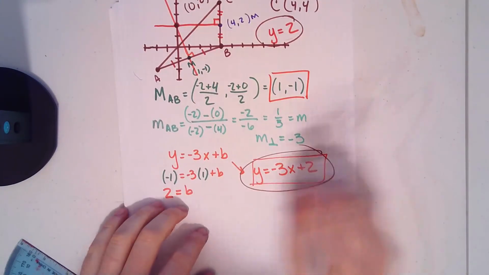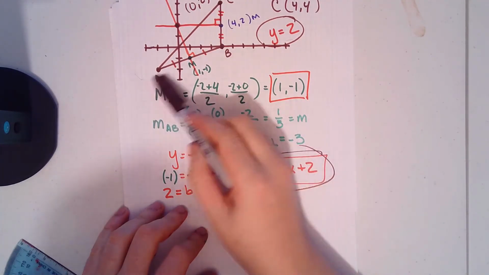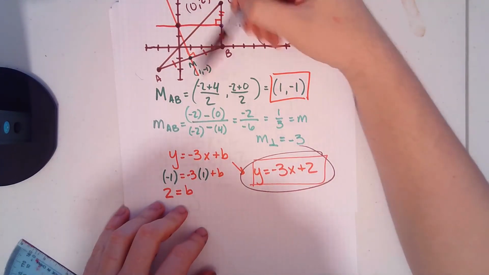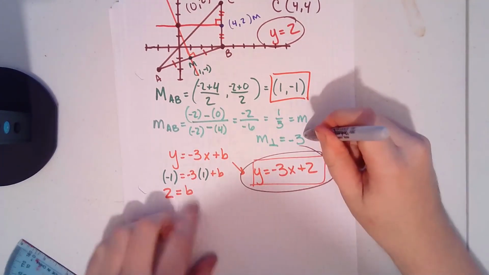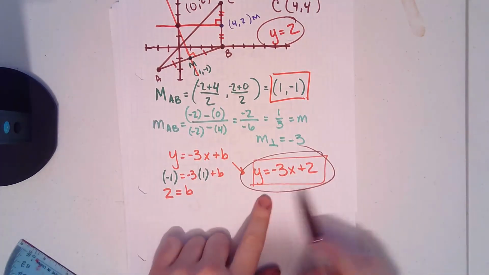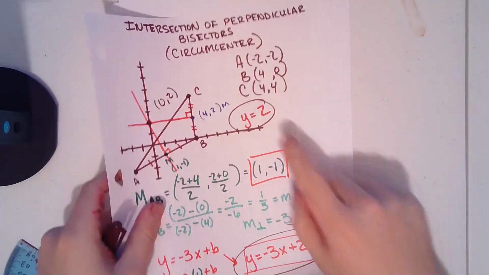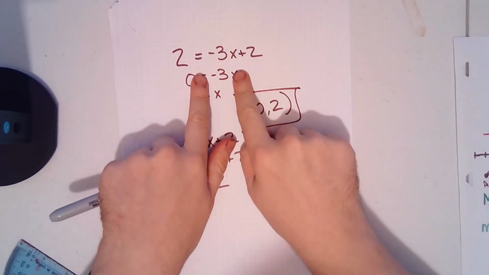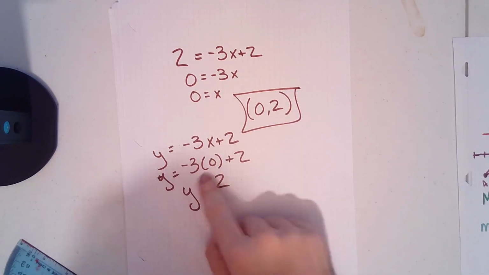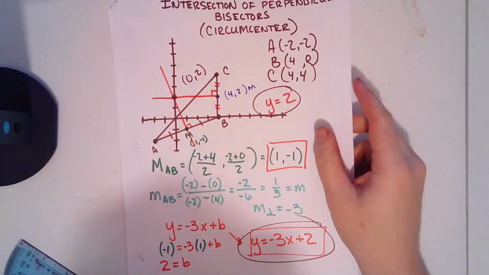Then I found the midpoint of this side using this midpoint formula, found the slope of this using the slope formula, flipped it and negated it to find the perpendicular slope, and put that slope and that point into the equation. Solved for b, and found the equation of that line. Took that equation and set it equal to my other equation, solved for x, took x and plugged it into the other equation, and got y. And that is how you find the circumcenter of a triangle.